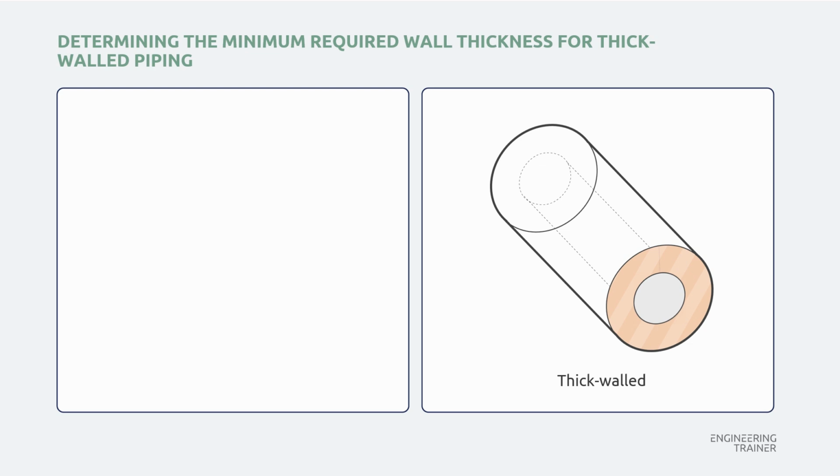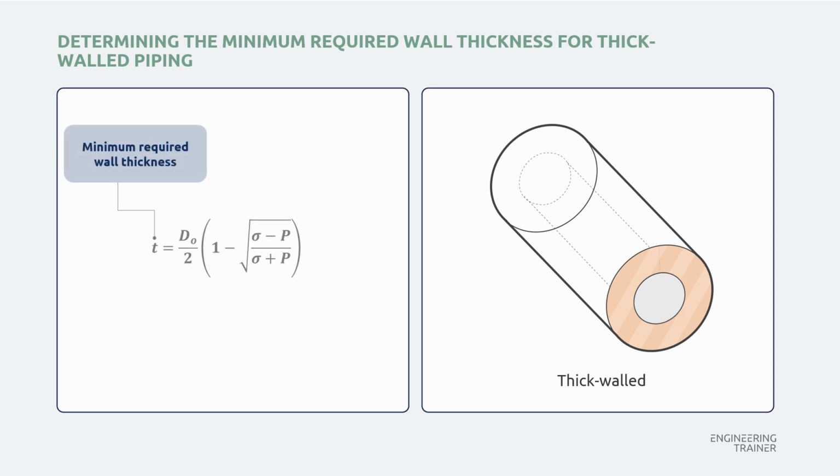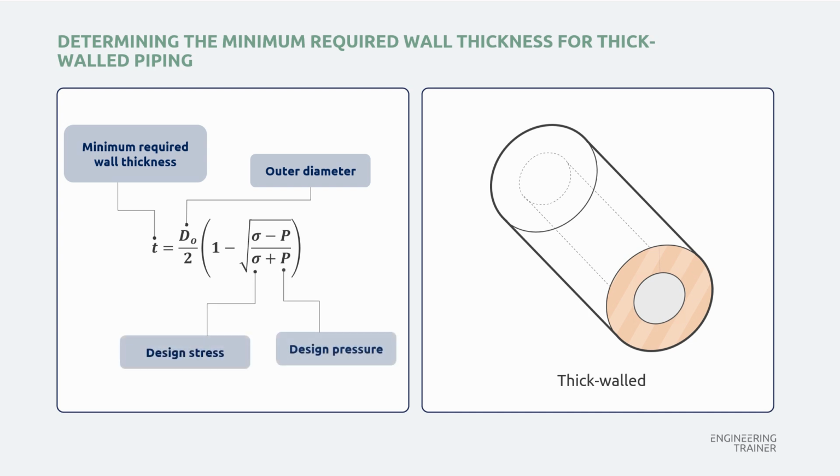This is done by rewriting LeMay's equations. The minimum required wall thickness is determined by dividing the inner diameter by 2 and multiplying it with a factor that is dependent on the design stress and the design pressure.